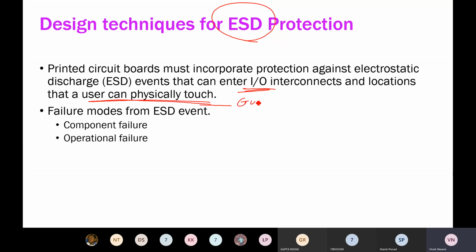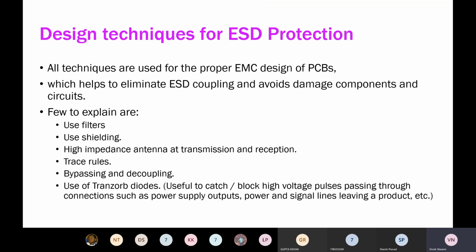इसके लिए फिर guard bands आते हैं. Okay. Failure modes from ESD event. क्या क्या failure हो सकता है? आपका component उड़ सकता है या फिर आपका operation और logic of the circuit में change due to the unwanted spikes, voltage spikes. Okay, तो कौन कौन सी चीजों का ध्यान रखना है so that we can remove the ESD?